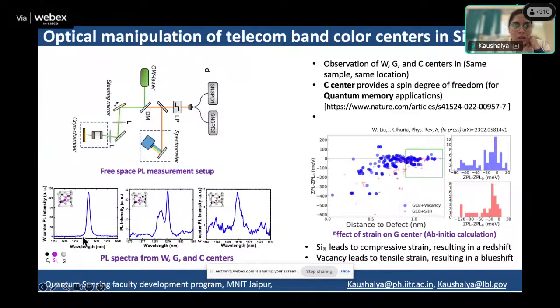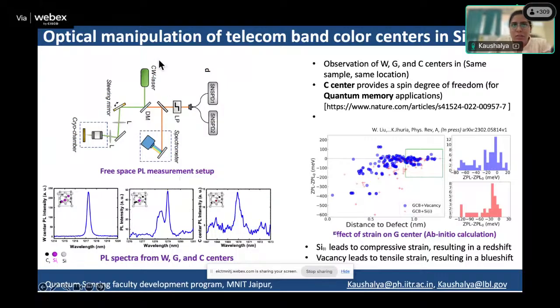Using this kind of processing, what we saw is you can easily make these particular defects. For example, the W center forms when you have three silicon interstitials together. Then the G center is the most commonly formed, and the C center has one silicon and oxygen. Now, the way we probe these is by using photoluminescence, a technique where we drive these color centers with lasers.